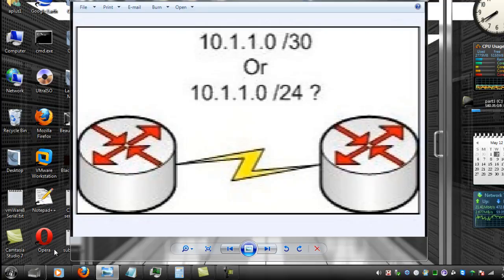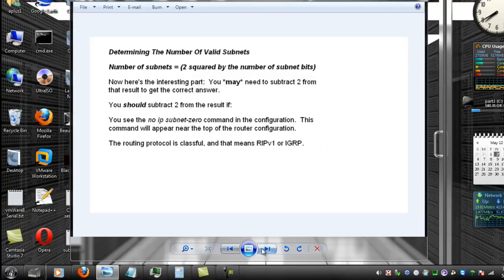Now, when it comes to determining valid subnets, the formula, I kind of hesitate to use the word formula because it makes you think of something complex. Again, it's not complex really. In the end, it won't be complex. The formula of valid subnets is 2 to the power of the number of subnet bits.